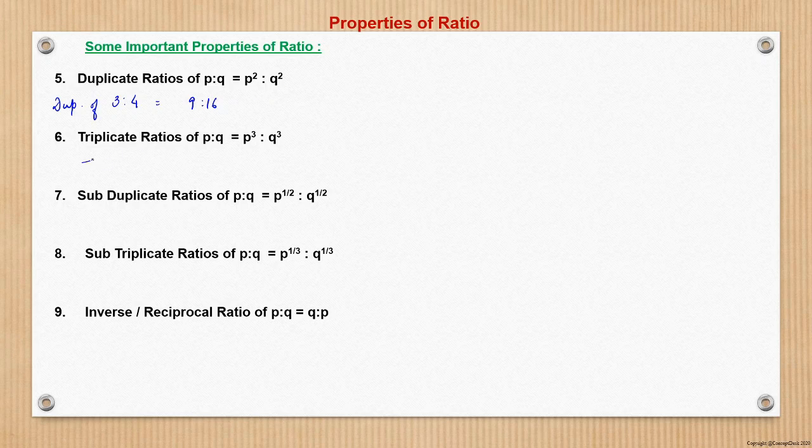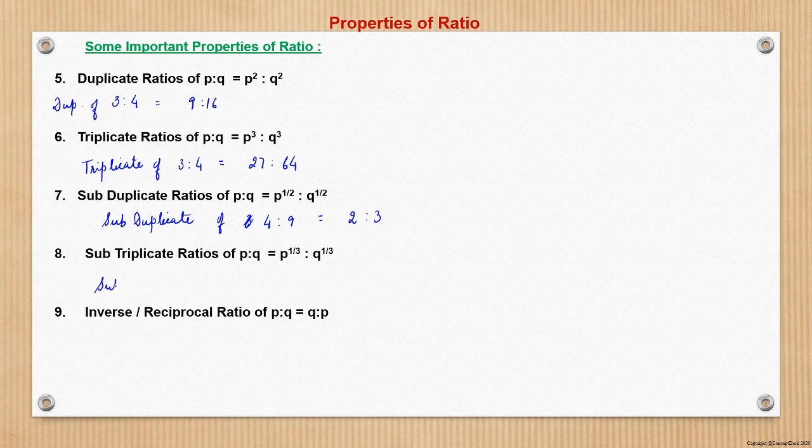And if it is the triplicate ratio, so triplicate of 3 is to 4 is nothing but 3 cube, which is 27, is to 4 cube, which is 64, right? These are some standard terms, just keep in mind, nothing else, no concept here. Now the subduplicate ratio. The subduplicate of 4 is to 9 will be nothing but the square root, 2 is to 3.